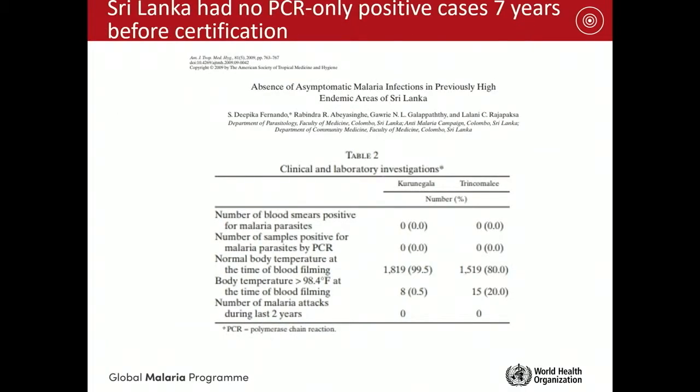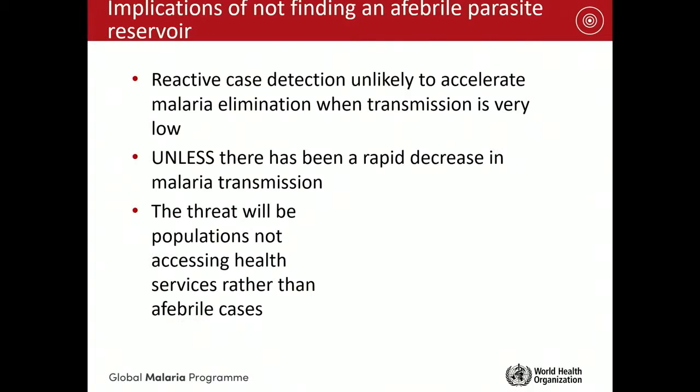Similarly, in Sri Lanka, 7 years before certification, so basically 4 years before they had reached elimination, they did a survey in the areas that had been most endemic in the country. They tested more than 3,000 samples by microscopy and PCR and found 0 positives. So what are the implications of not finding an afebrile parasite reservoir at this later stage?